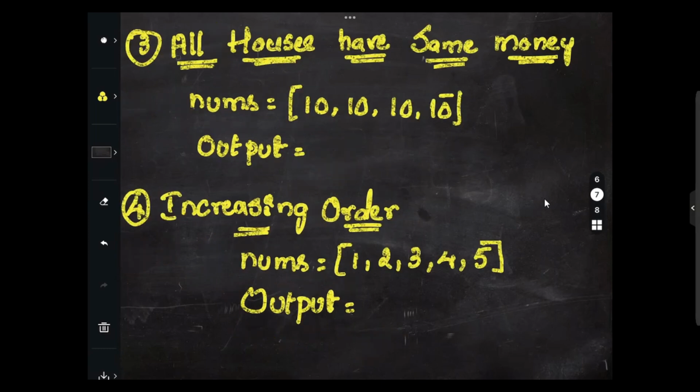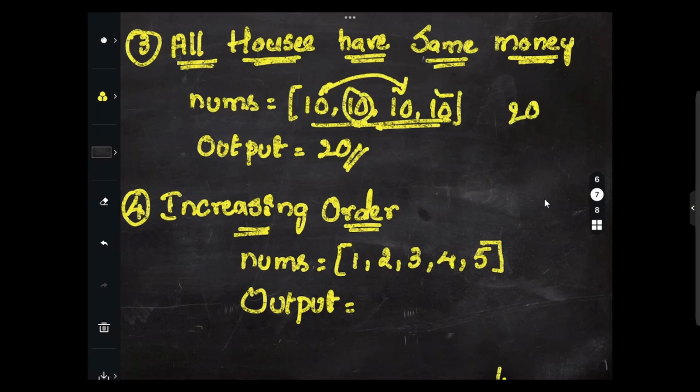So let's move on with the third edge case. All houses have the same money. Here you can clearly see the first house has 10 stashed in it, second house 10, third house 10, and fourth house also 10. In this case the output will be 20. So why is the output 20 here? We'll go with the two cases. If we consider the first house, this will be 10 and we will ignore the alternative one, and the last one also we cannot consider here. So in the first case we will get 20.